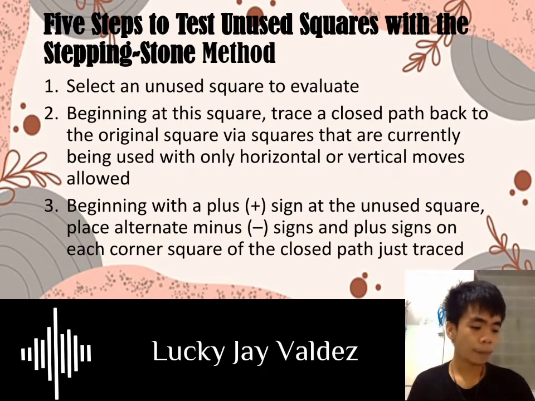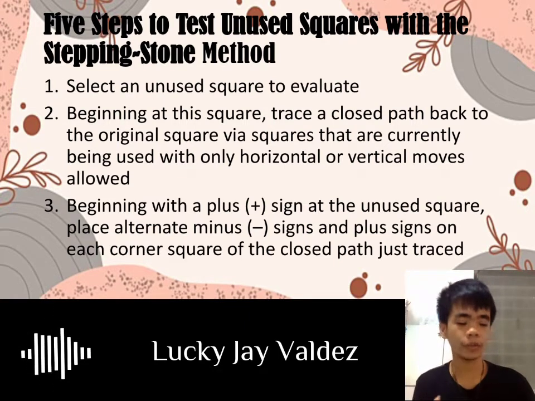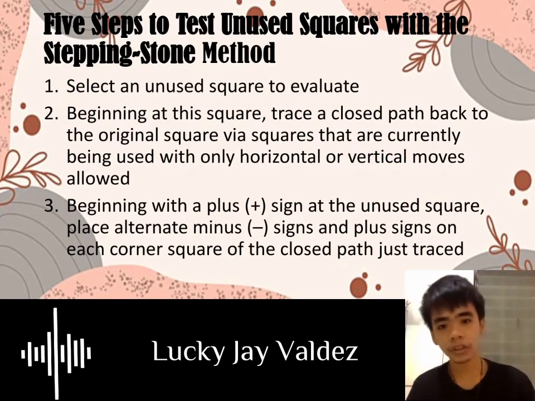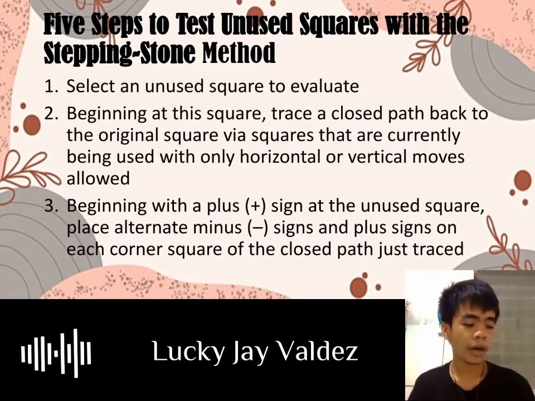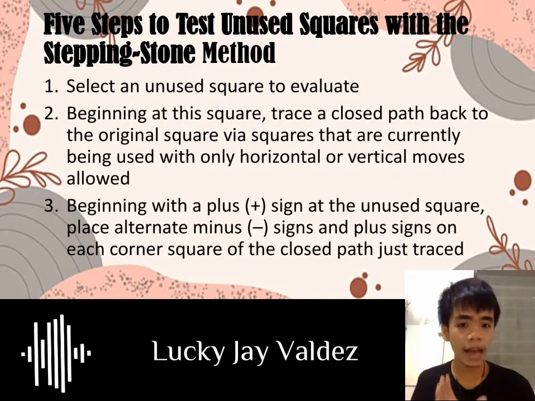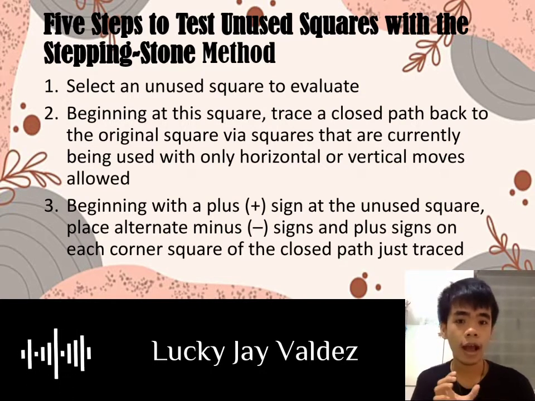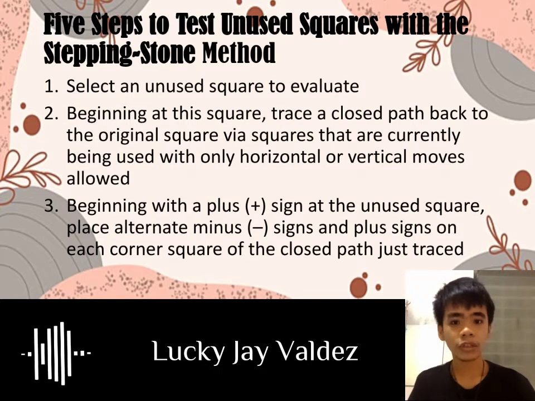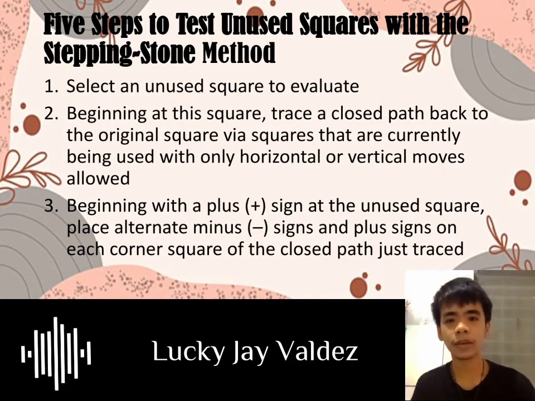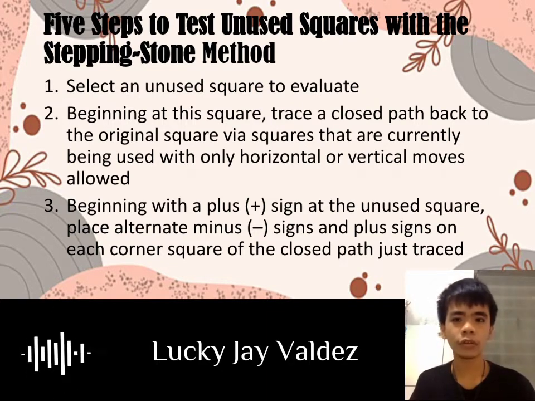Then, the step 2 is beginning at this square, trace a closed path back to the original square via squares that are currently being used, with only horizontal or vertical moves allowed. So, magpili tayo ng another squares para matrace natin, via squares that are currently being used. So, yun guys, pag nahanap na natin yon, pwede na tayo mag-proceed sa step 3. So, ano tong step 3? So, guys, medyo complex lang tong susunod natin dito sa process na ito kasi medyo mahirap kung wala siyang graph or wala tayong transportation table.